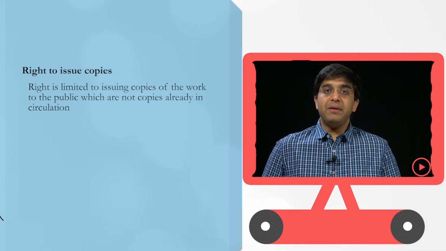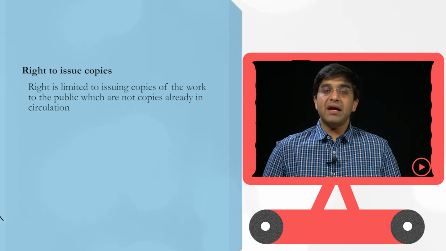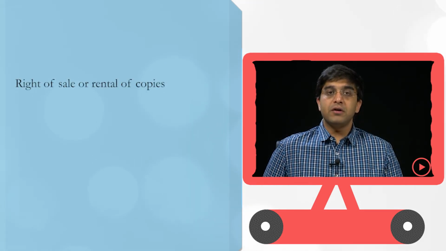Therefore, if the plaintiff puts a work into the public and it is already in circulation, he does not necessarily have the right to prevent further dissemination of that particular copy. However, he has the right to prevent others from issuing fresh copies of the work. This is the right to issue copies under section 14, and he cannot control the copies which are already in circulation.